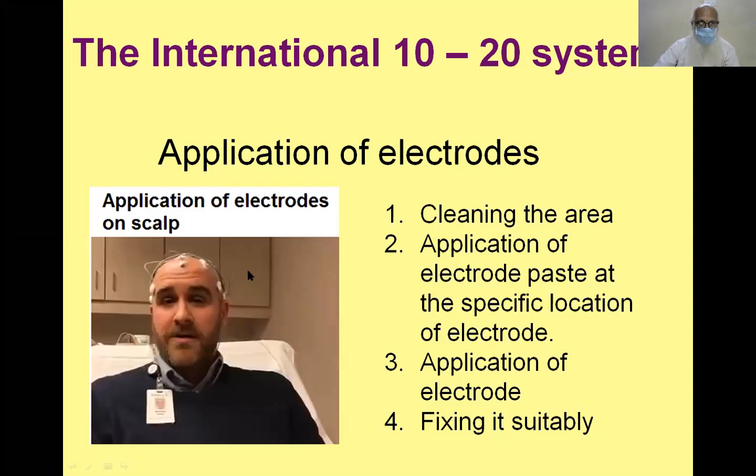Before you apply it, it is necessary to clean the area where you want to attach the electrode. Then you need to use an electrode paste between the location and the electrode. Why? What is the use? It is for the purpose of reducing the resistance between the skin and the metal surface of the electrode. If you don't use this paste, the picking up of the signal will not be very good.